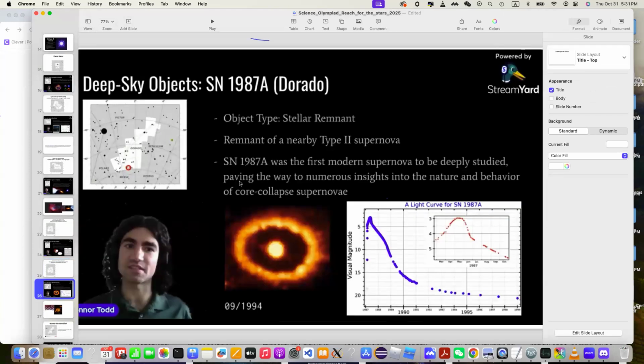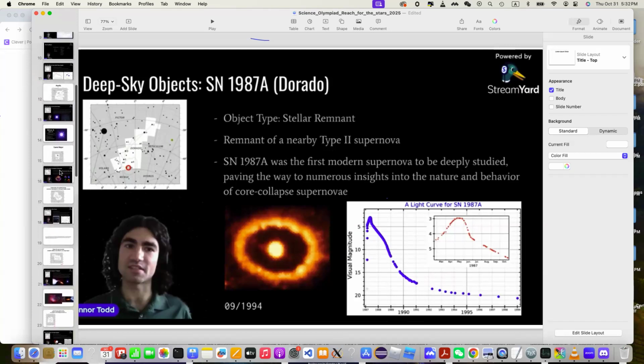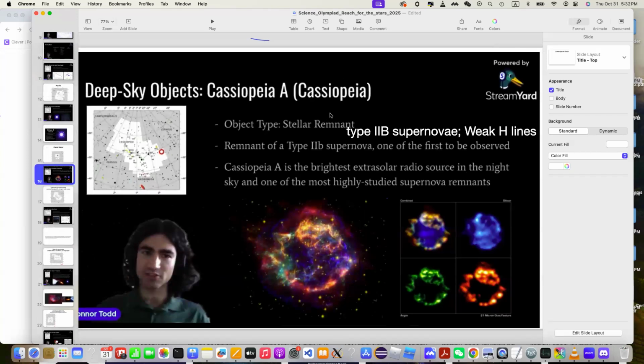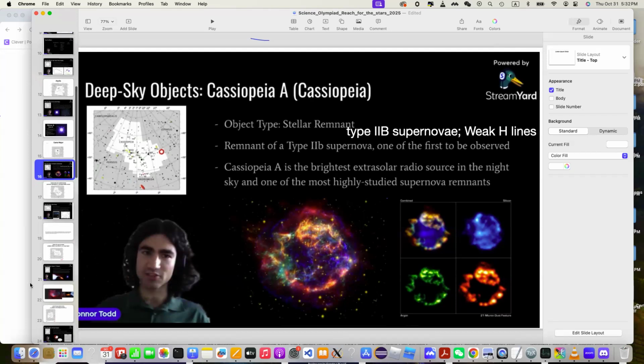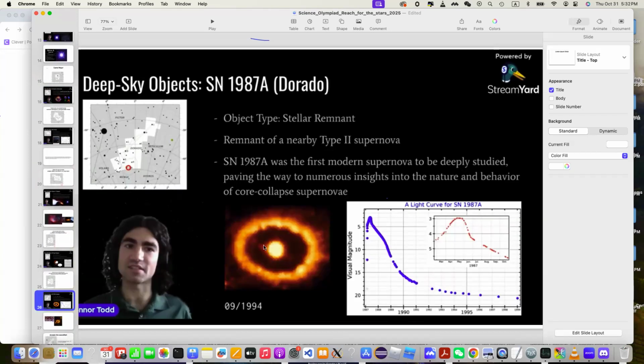Okay. The next object is supernova 1987A. This is a very famous object, and the image is very easy to recognize. It's a ring. If you see a ring, you think, well, this is supernova 1987A. It is a type 2 supernova, right? The same as Cassiopeia A. Cassiopeia A is a type 2b supernova, and supernova 1987A is also a type 2 supernova.